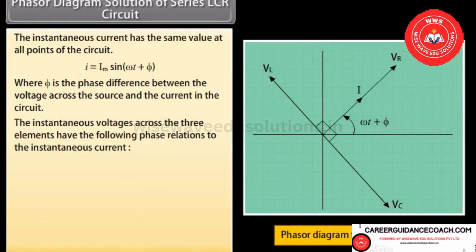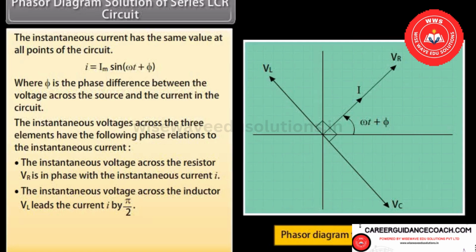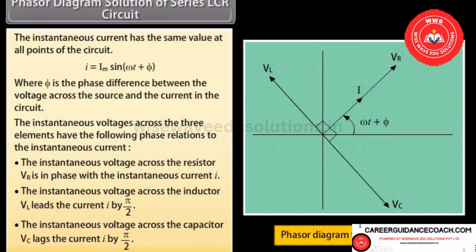The instantaneous voltages across the three elements have the following phase relations to the instantaneous current. The instantaneous voltage across the resistor VR is in phase with the instantaneous current I. The instantaneous voltage across the inductor VL leads the current I by pi by 2. The instantaneous voltage across the capacitor VC lags the current I by pi by 2.